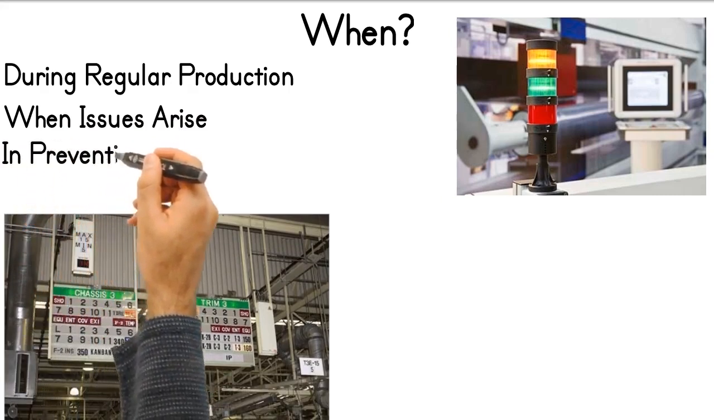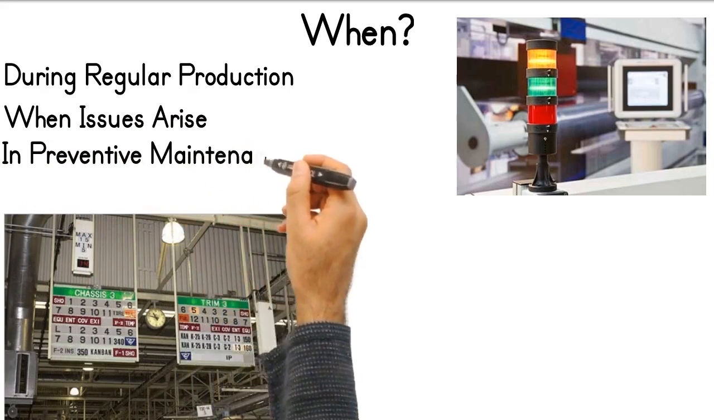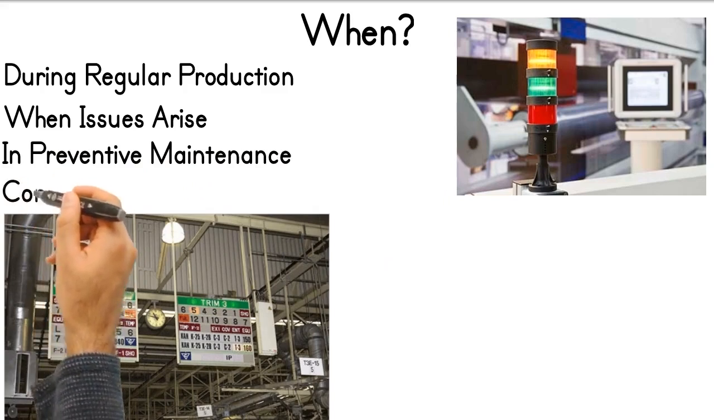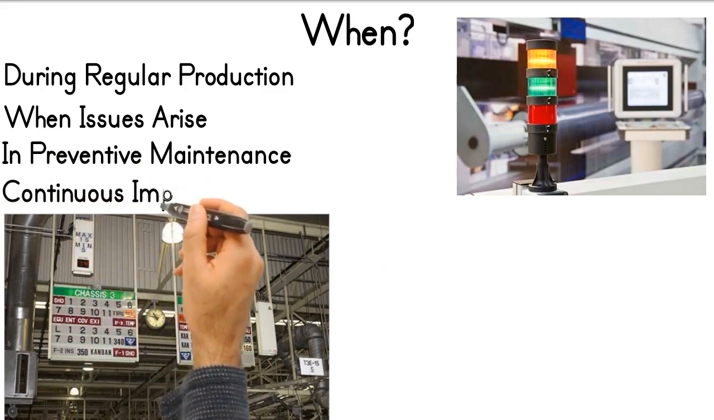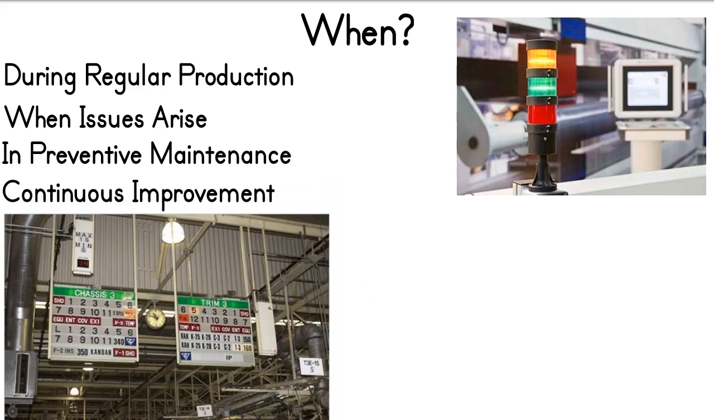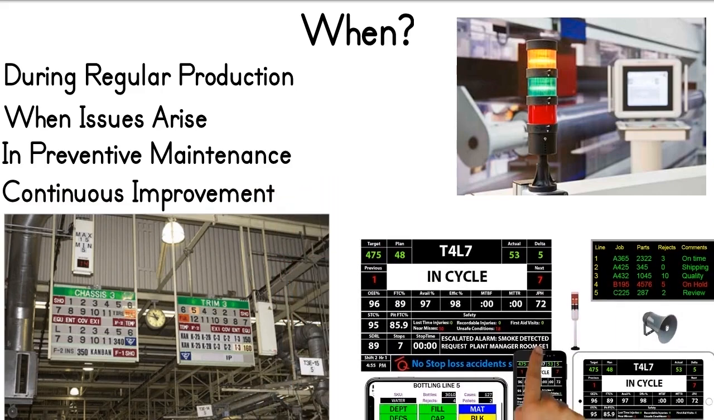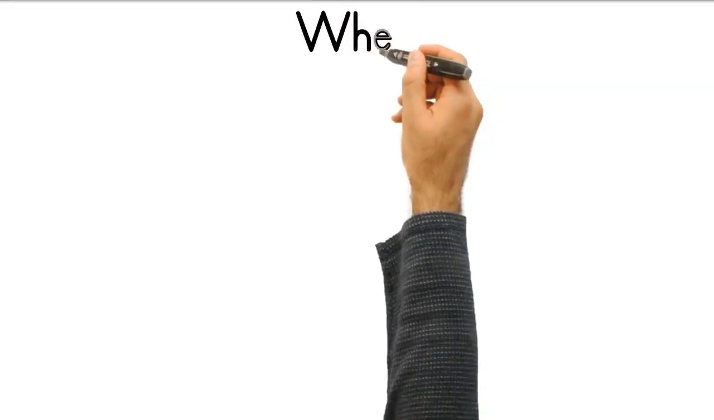In preventive maintenance, during routine checks or preventive maintenance, the ANDON system can help identify any potential issues early before they disrupt the production process. In continuous improvement, ANDON systems are also valuable for identifying areas for process improvement or areas where standard procedures are not being followed. Where is ANDON used?